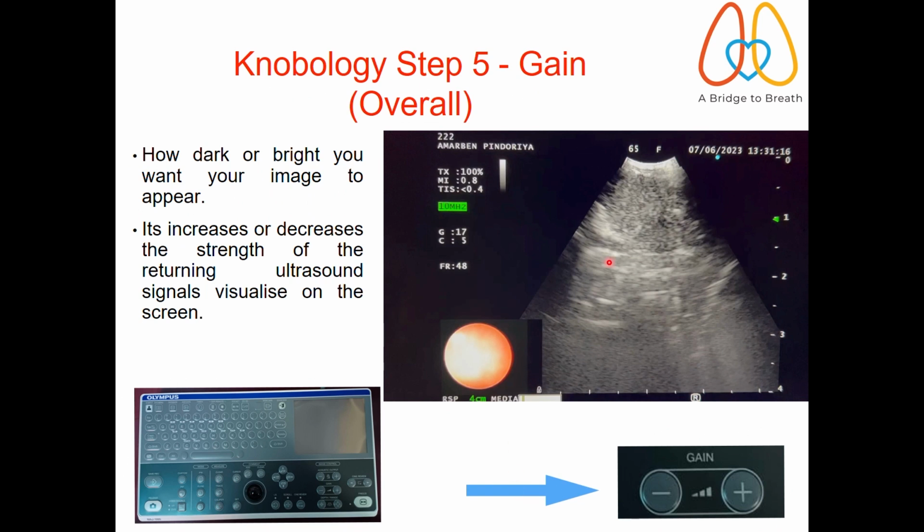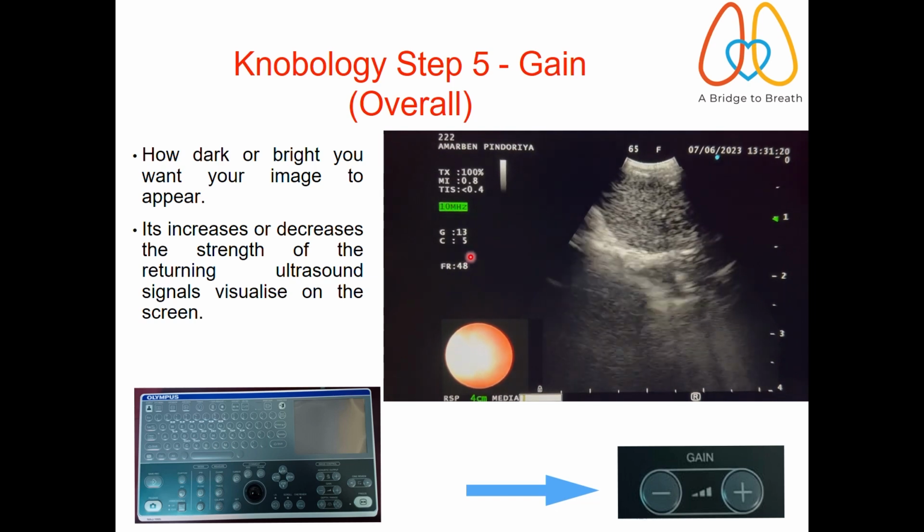Now the gain: how dark or bright you want to see the image which appears on the screen. It's very subjective. My eyes want to see the gain at about 50 and 5. Sometimes some people want 16 and 4, sometimes 19 and 7. So it's totally different, but it's a range. Okay? And you have to adjust the gain plus or minus on your keyboard.